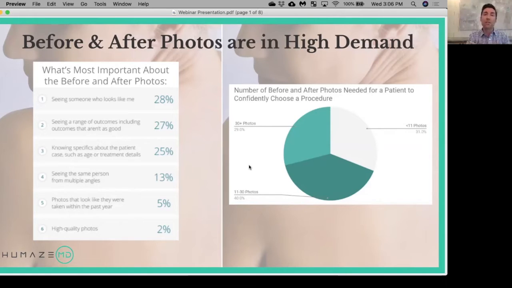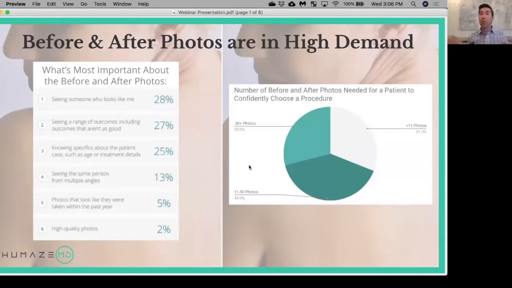If you look at the other slide, the number of before and after photos needed for a patient to confidently choose a procedure. This is very interesting, because a lot of people just assume, well, I can show one or two photos for a treatment and it's going to be enough to give a compelling argument. Well, the reality is patients now have access to more information online than they ever have in the past, and they expect a catalog of outcomes. They want to be able to see at least six or seven for a specific one.